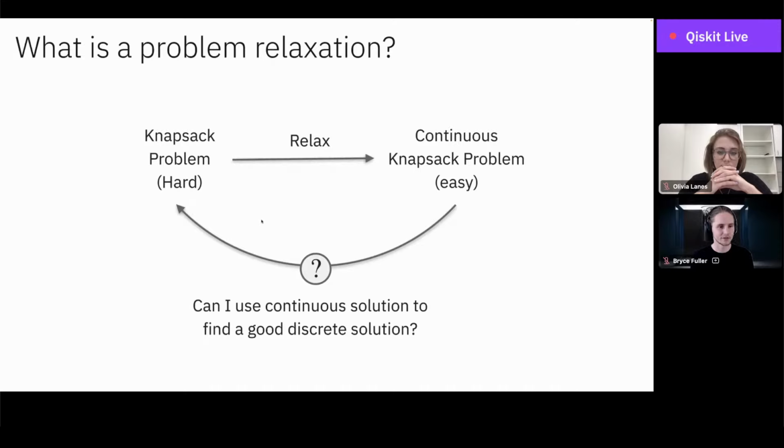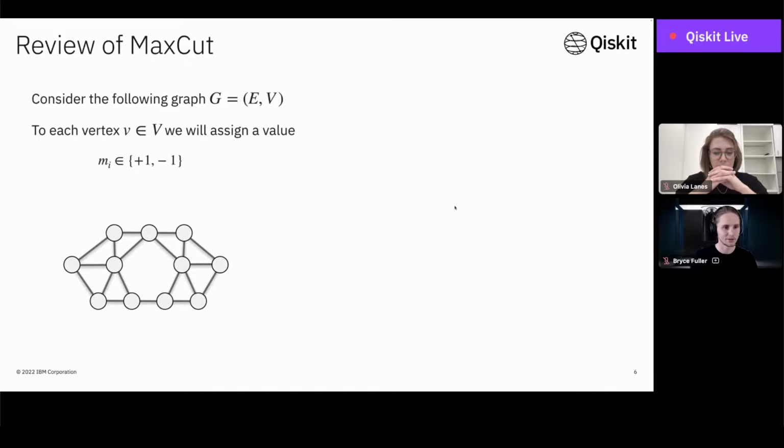So this is going to be the framework. Typically these relaxations are to easier problems, but in the quantum case, this will be slightly different, something we'll talk about. The problem we're going to be applying this to is MaxCut, so it's not the knapsack problem. I wanted to briefly review what MaxCut is for everybody.